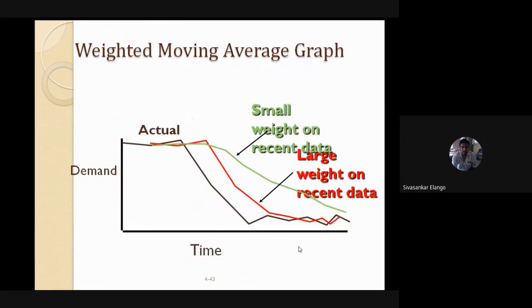Right. So we have a plot between the actual sales, or demand, and time. If you have a small weight on recent data, the curve does not converge, whereas if I assign more weight on the recent data, the actual sales converge with the predicted sales.